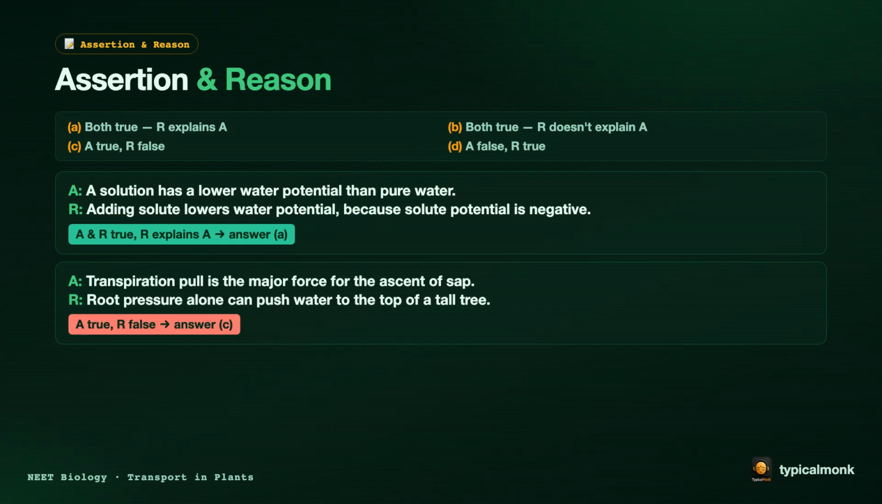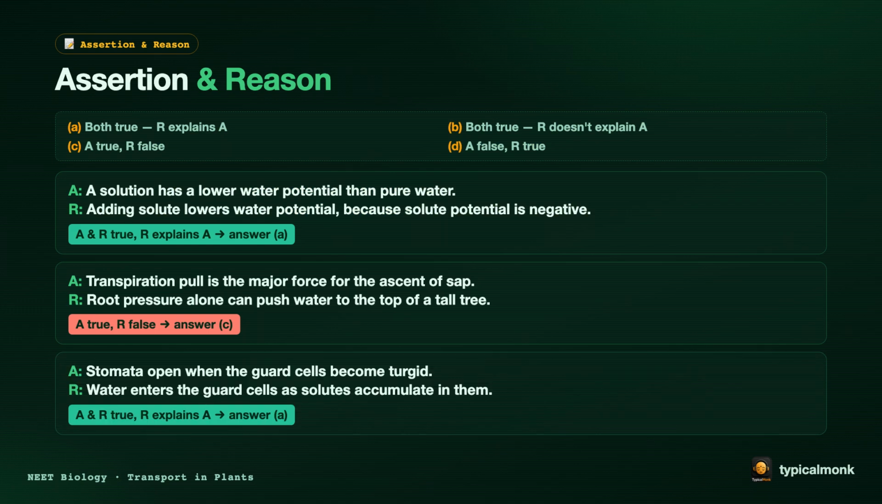Second, A: transpiration pull is the major force for the ascent of sap. R: root pressure alone can push water to the top of a tall tree. Here A is true, but R is false. So the answer is C. Third, A: stomata open when the guard cells become turgid. R: water enters the guard cells as solutes accumulate in them. Both true and R explains A, so the answer is A.